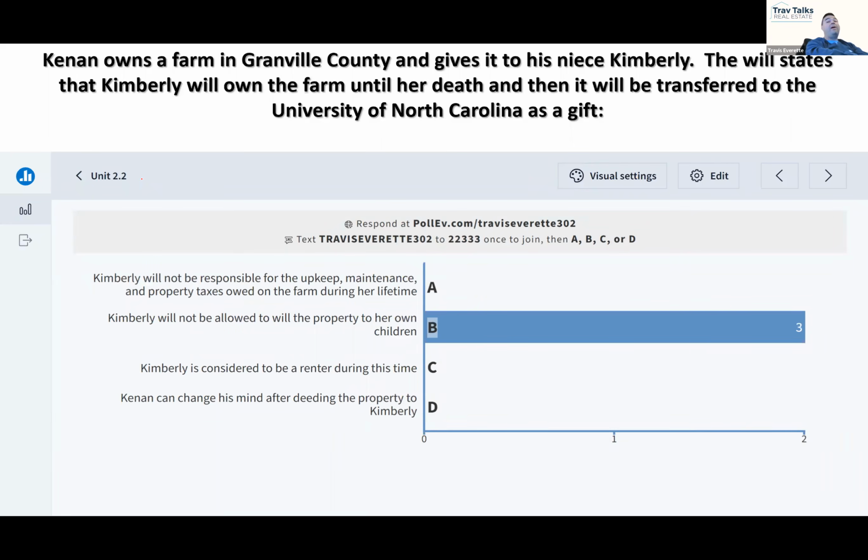Look through those answers. Now, here's the thing. Just because you don't know an answer is right, eliminate the ones that aren't possible. The process of elimination is the number one test strategy. Can we eliminate A pretty quickly? Kimberly will not be responsible for the upkeep, maintenance, and property taxes during her lifetime. Can we eliminate that? Yes, because she absolutely will be responsible. She's the owner. You got to maintain it. You got to pay taxes on it, just like any other owner would.